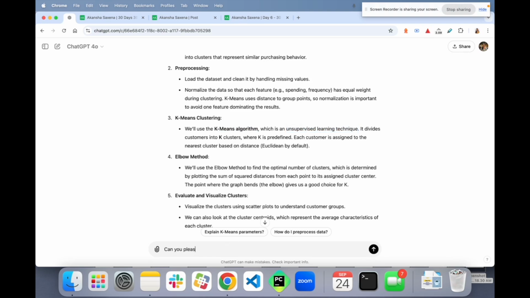Can you please explain in easy words with an example what unsupervised learning technique is? And then the k-means clustering algorithm.